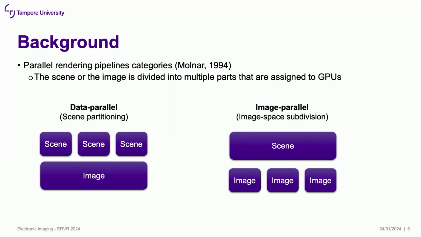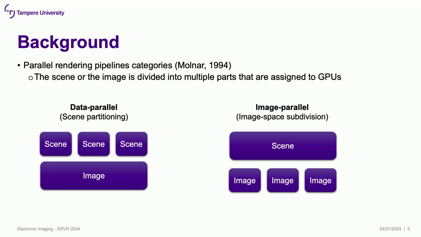Okay, a bit of background now. The title is Real-Time Stereoscopic Image Parallel Path Tracing. So what does image parallel mean? In parallel rendering, there are two types of pipelines. The first one is data parallel.